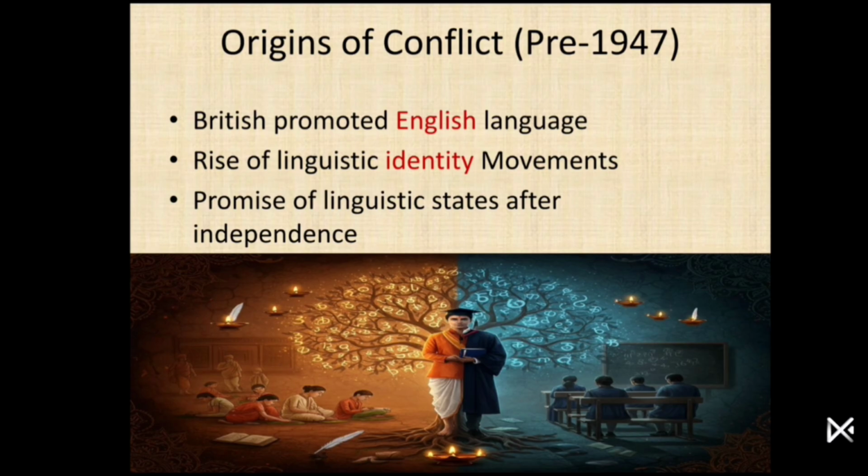After independence, leaders of India understood this tension. To address it, they made a promise. States would be reorganized on the basis of language. This led to the creation of linguistic states. It was an attempt to balance unity and diversity, power with identity, and this is where the real roots of language conflict in India began.